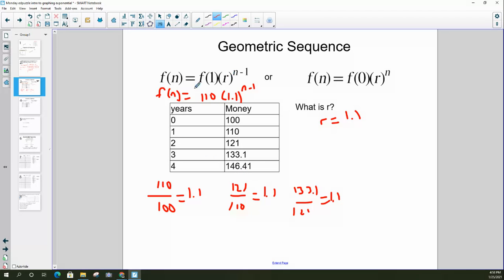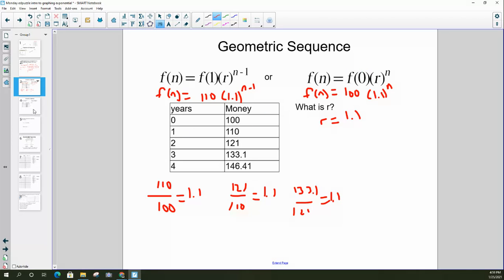Okay, but that's not how we did it on the previous one. On the previous one, we started with f of 0. So if we start with f of 0 is 100, and r is 1.1, it's 100 times 1.1 to the n. Now, in a real life situation, when you started with 0 and then after 1 year it's 110, it makes sense to use f of 0. But when you're looking at just a sequence of numbers, it's going to make sense to start out at the first term, because that's what's given to you. But if the 0 term is given to you, then it makes sense to use f of 0.